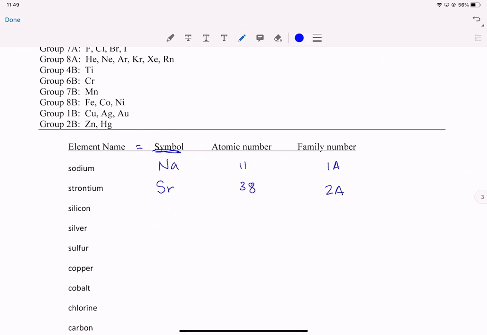Okay, silicon gets the symbol Si. Silicon is over here in family 4A, and it is atomic number 14. Okay. Silver. Now, silver is one of those elements that's been around almost as long as humans could find it. And so it has the symbol Ag for its old name, argentum. So silver is Ag, and it is in family 1B. It's kind of in the middle of the periodic table, and it is atomic number 47. Sulfur is the symbol S.